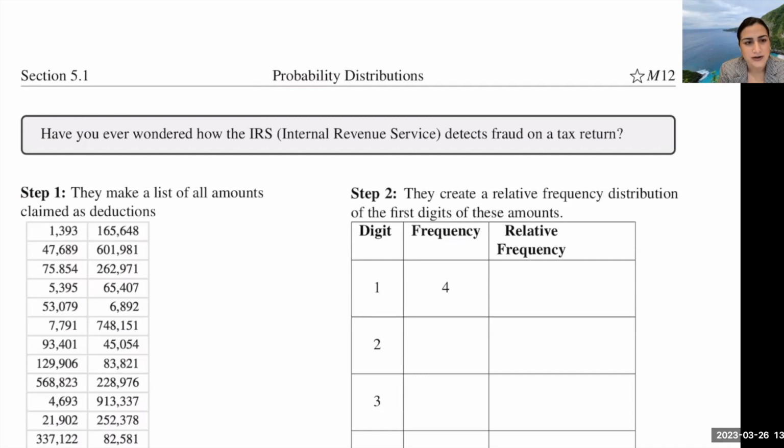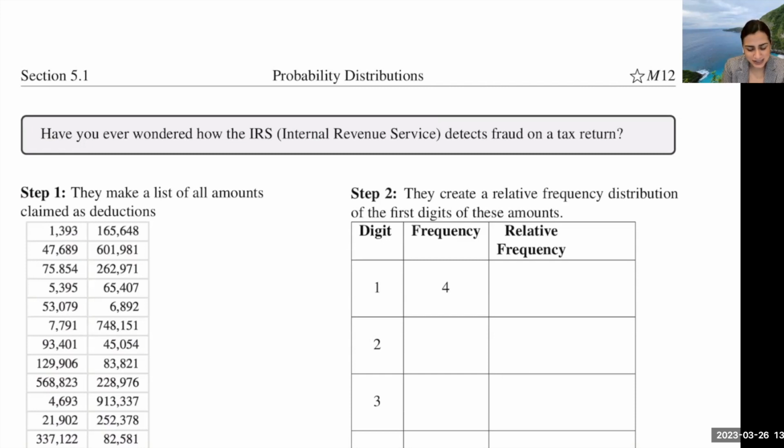So we're going to start with chapter 5, which has to do with probability distributions. And so have you ever wondered how the IRS detects fraud on a tax return? We're going to talk about that today. You're going to be able to figure that out by the end of this lesson.